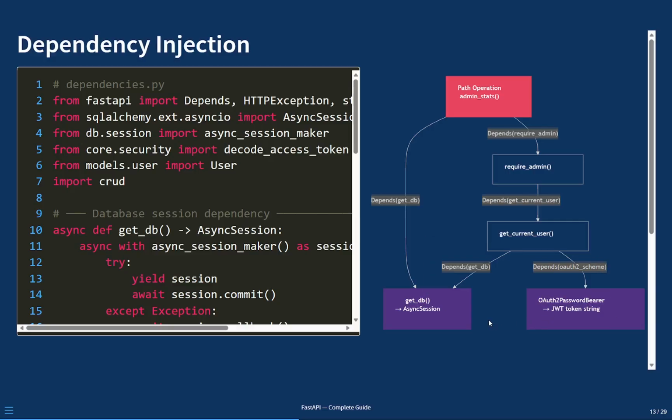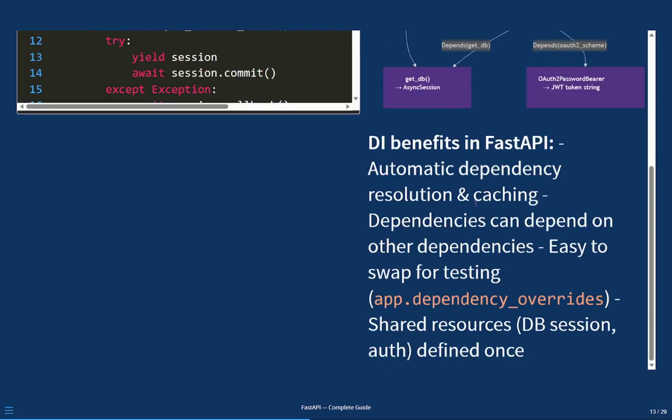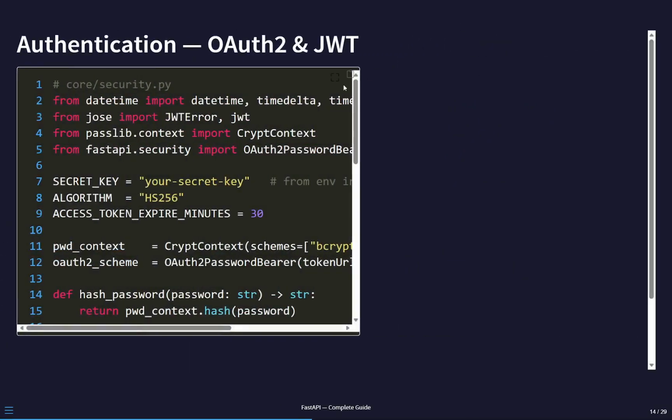Click. Four reasons this pattern is excellent. Automatic resolution. Per-request caching, so get_db isn't called twice. Full testability via app.dependency_overrides. You can swap any dependency with a mock in tests. And shared resources defined in one place and reused everywhere. Next, FastAPI's security utilities implement OAuth2 password flow and JWT authentication correctly.